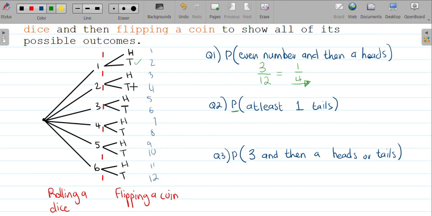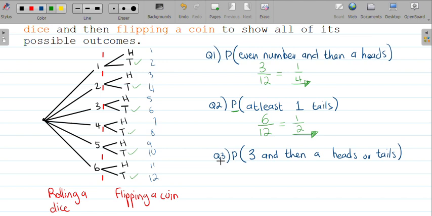2 and a heads, don't want. 2 and a tails, yep. 3 and heads, no. 3 and tails, yes. 4 and heads, no. 4 and tails, yes. 5 and heads, no. 5 and tails, yes. 6 and heads, no. 6 and tails, yes. So we want 1, 2, 3, 4, 5, 6 desired outcomes, right? The probability will be 6 desired outcomes out of a total of 12. And therefore, our probability of flipping at least one tails, no matter what we roll, is going to be a half chance.